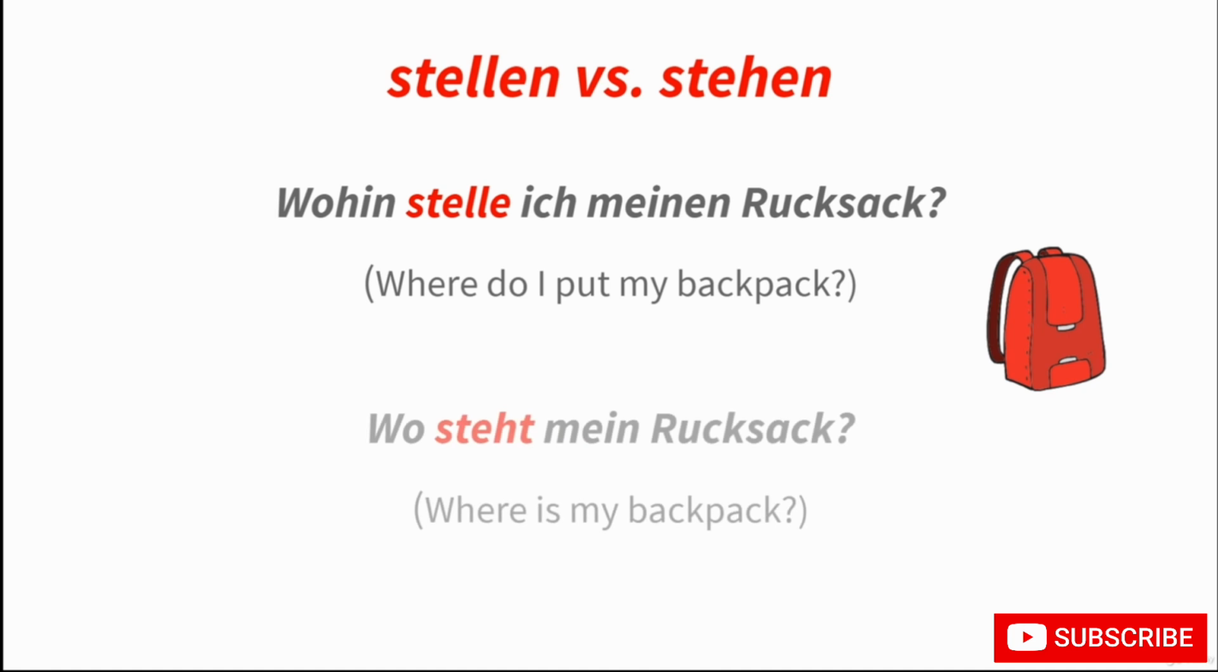But stehen means to stand or to be, and it gives location. When there is a location, then wo can be used. Wo steht mein Rucksack? It means, where is my backpack? Can you see the difference between these questions? When I use wohin, there is a direction, there is an action, and stellen is used with wohin. The sentence with the verb stellen answers the question wohin. Stehen gives location. That's why the sentence which includes stehen must answer the question wo.